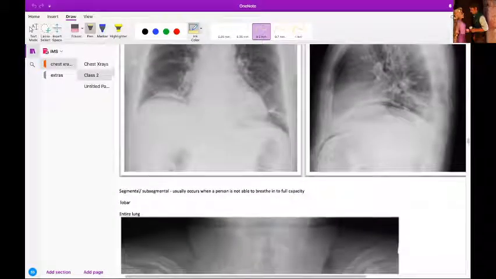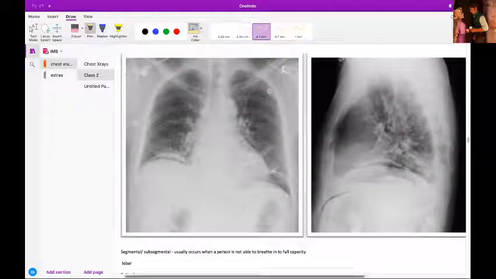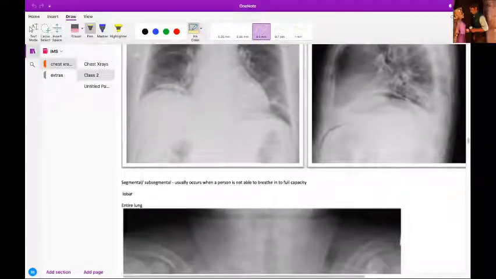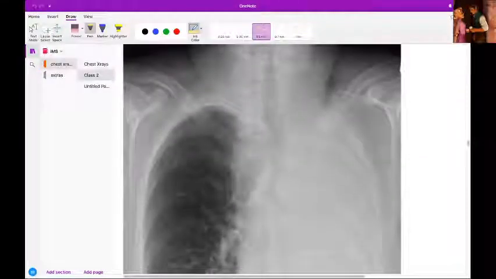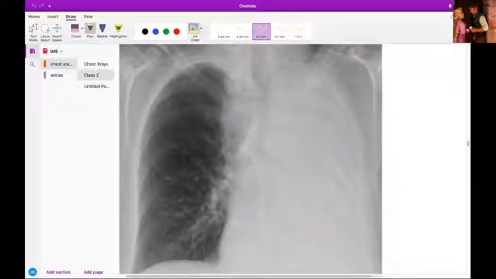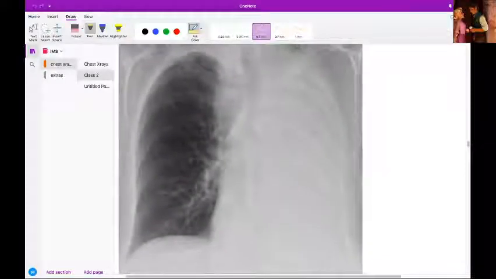Then there can be atelectasis of an entire lobe, as we saw in previous ones. Okay, then this one is, what is this X-ray?